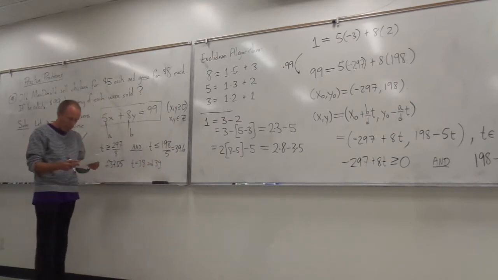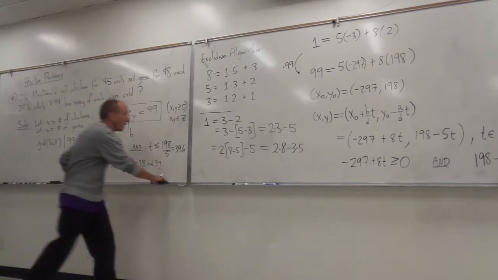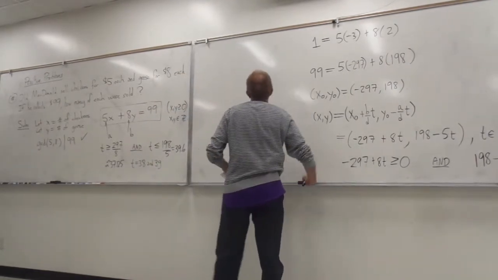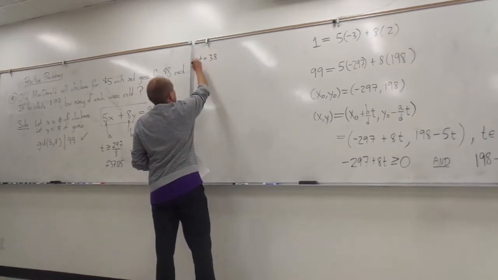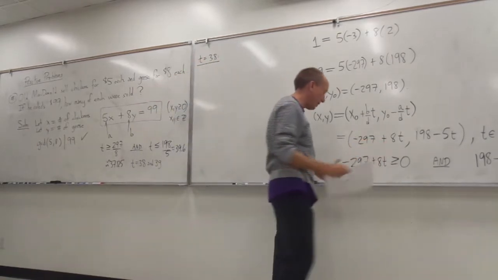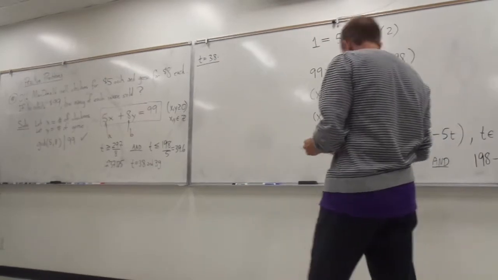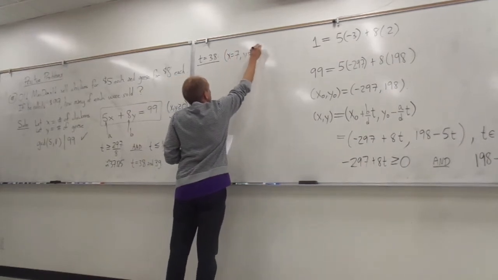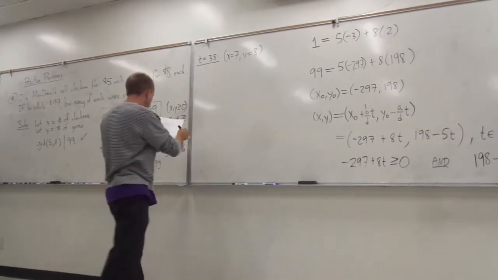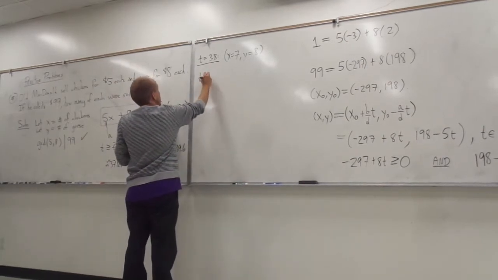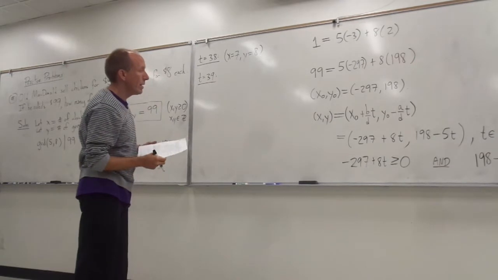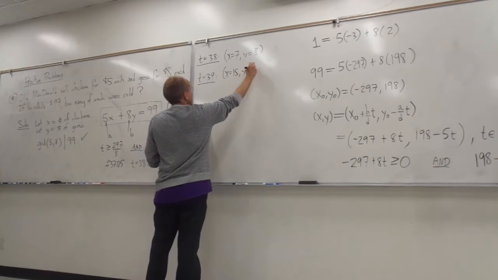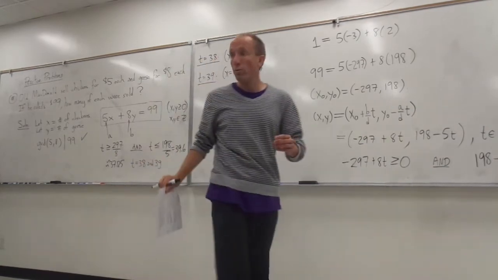So we're actually going to get a couple of solutions here. Okay, so if t is equal to 38, let's just see what we come up with. So t equal to 38, we just put that in here for t, and we're going to get x equals 7, y equals 8, I believe. Okay, and if t is equal to 39, we're going to get x is equal to 15, and y is equal to 3. So there's two different solutions that work.